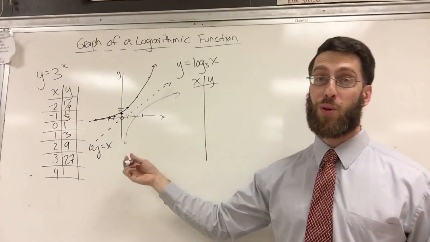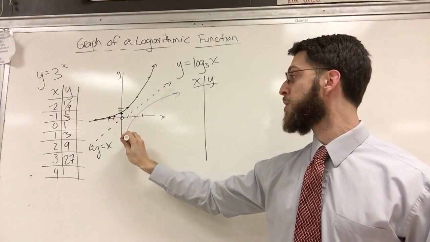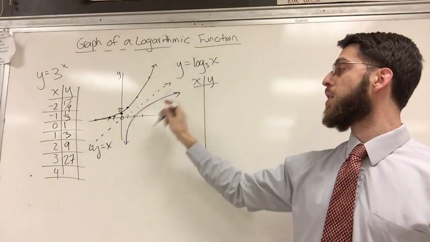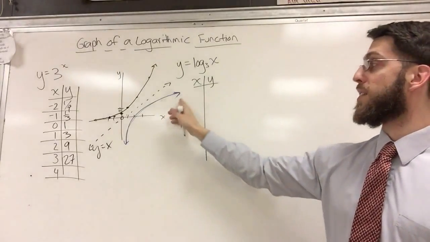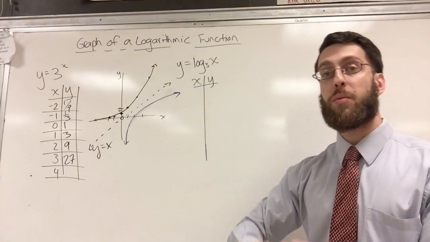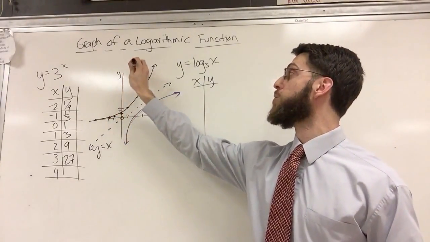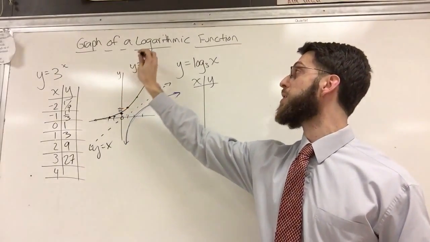If you can tell, I try to use purple so you can see different color, all right? So this graph is the reflection, is the inverse, and it's the logarithmic function. Now let me label it so you have actual labels. The black one is y equals 3 to the x.